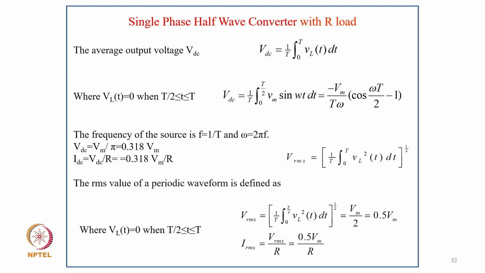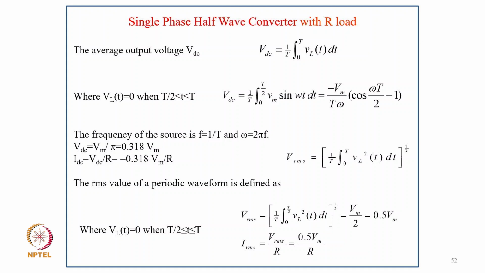So coming to the analysis, the average output voltage VDC equals 1 upon T integral 0 to T of VL(t) dt. For VL equal to 0 from T by 2 to T, VDC is 1 upon T integral 0 to T by 2 of Vm sin omega t dt, and that becomes minus Vm upon T omega (cos omega T by 2 minus 1). The frequency of the source F equals 1 upon T and omega equals 2 pi F. So VDC equals Vm by pi, that is 0.318 Vm.